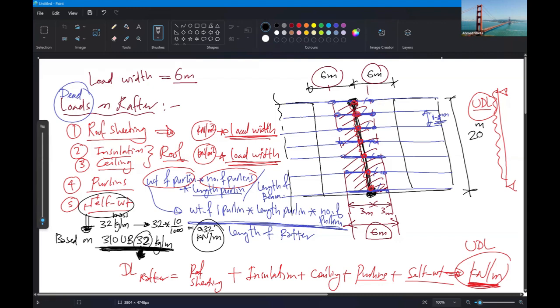But the idea is the weight of the section is in kilogram per meter. So we need all of them, so they can be summed up. All of them need to be kilonewton per meter. So if you calculate them all, you will find it kilonewton per meter.